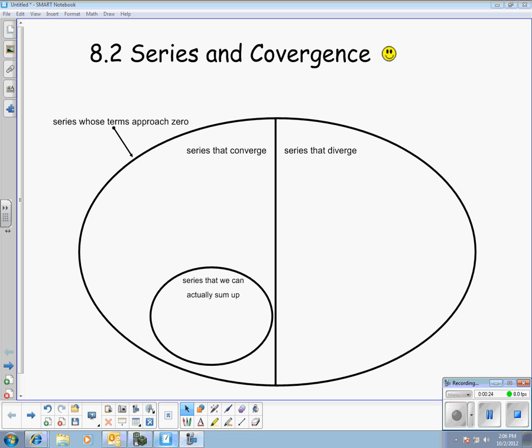I'm going to give you a second, so pause this and copy this little Venn diagram that I've got already ready. Go ahead and pause.